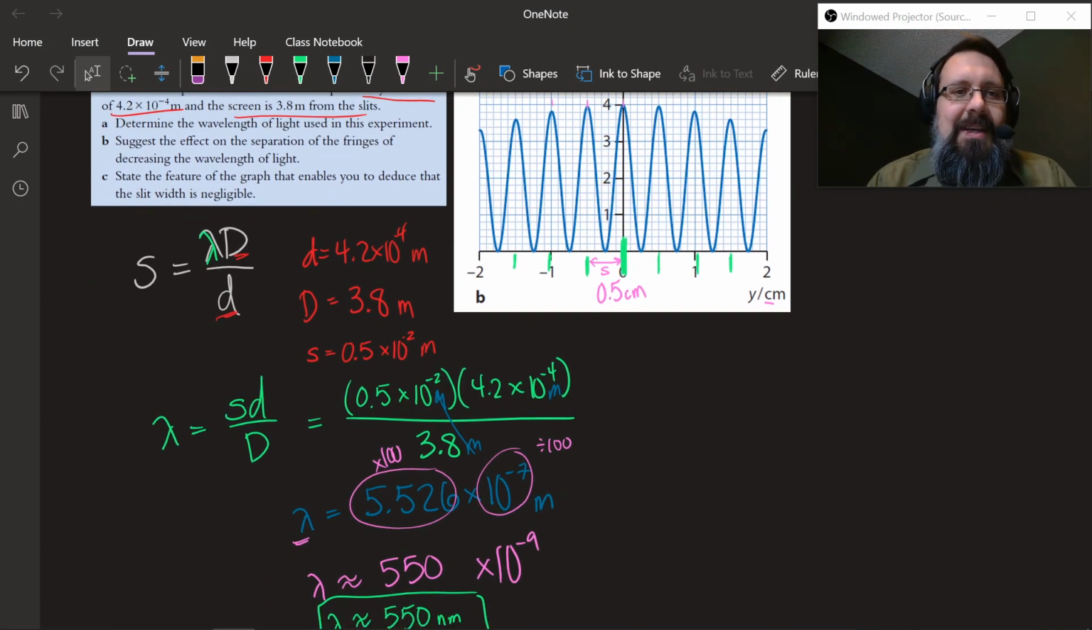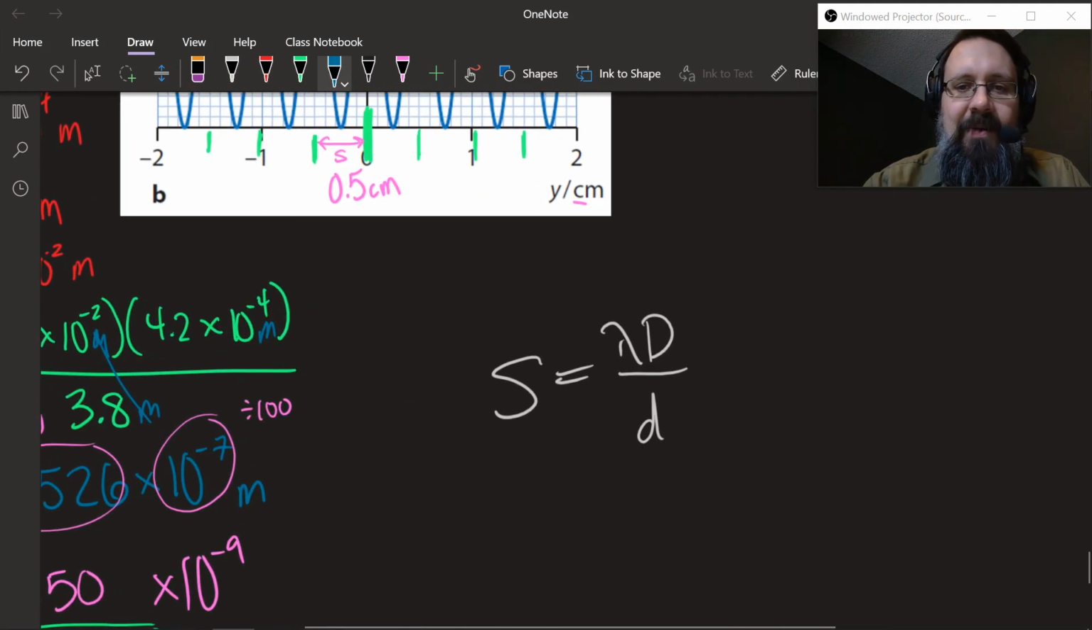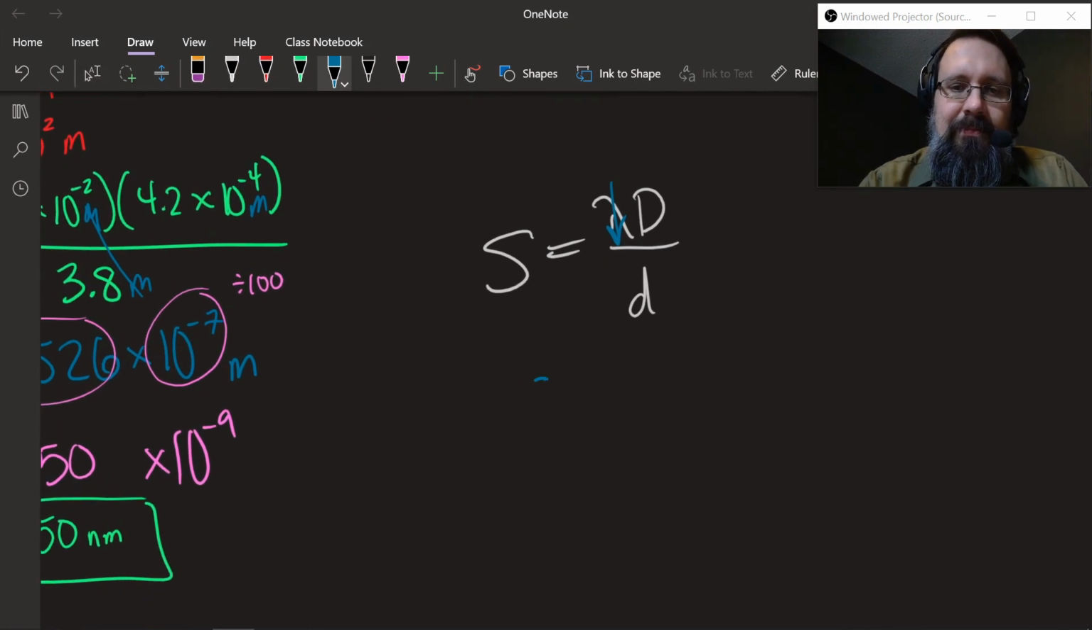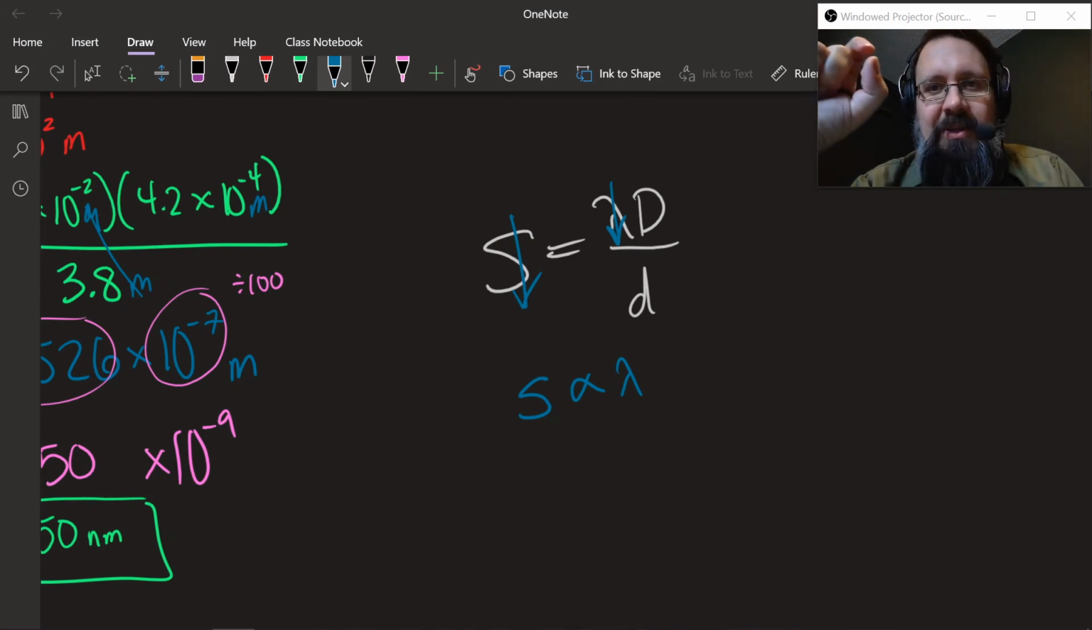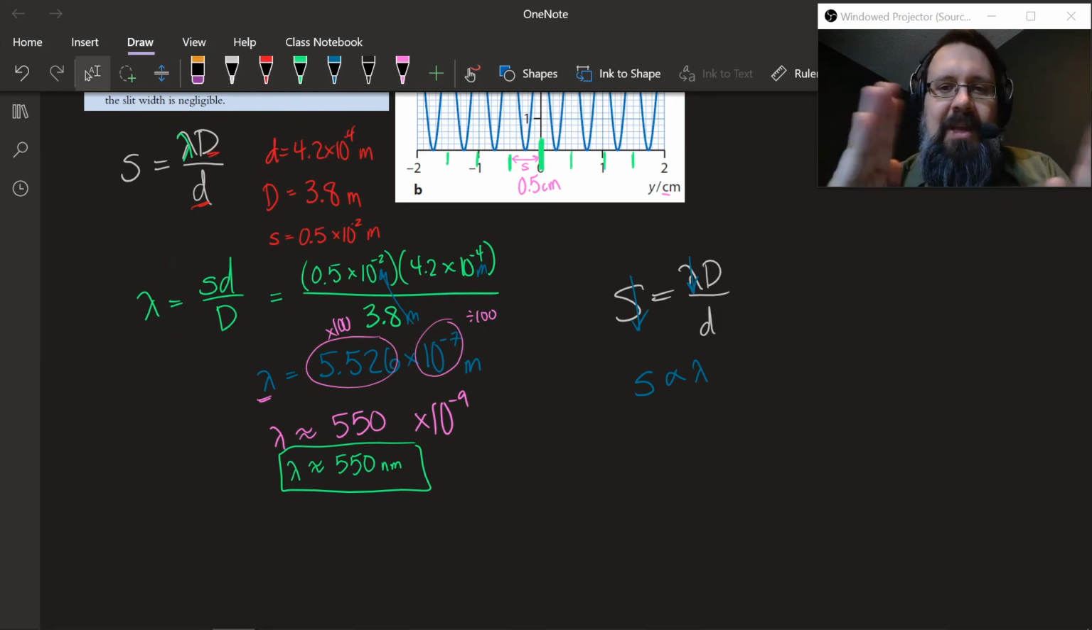All right, part B, it said, suggest the effect on the fringes of decreasing the wavelength. So if S is equal to lambda D over little d, then what would happen if we decreased the wavelength? What would happen if we multiplied by a shorter wavelength? You can see the relationship to the fringe separation would make it be what? Anyone? It's direct, so it would be smaller. Yep, it would be smaller. So a shorter wavelength of light will give you a shorter fringe distance. So if we switched out this light for purple light, then those fringe spacings would get much, much shorter.